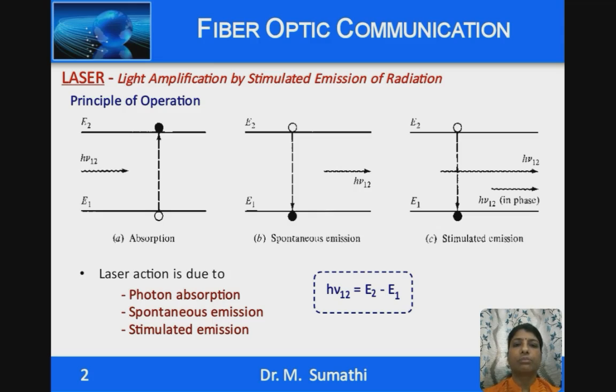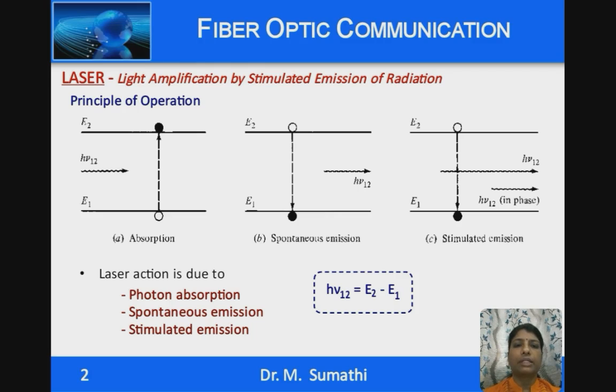The laser action is mainly due to absorption, spontaneous emission and stimulated emission. An electron in the lower energy state absorbs energy from an incident photon and gets excited to a higher energy state. After some time, the electron drops to the lower energy state, emitting a photon, and that is called spontaneous emission. If a photon impinges on an electron in a higher energy state and stimulates it to drop to a lower energy state, thereby emitting a photon which is in phase with the incident photon, that is stimulated emission.